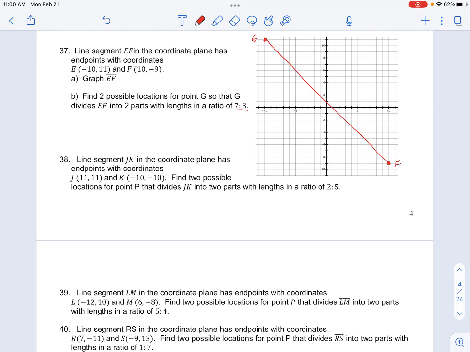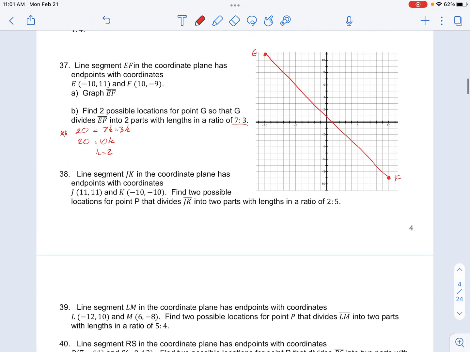So to find G, we're going to partition this segment in both the X and Y direction. So in the X, we have our absolute change in X, which is negative 10 minus 10, which is negative 20, but absolute value of that, because it's distance, so it's 20. So we have 20 equals 7k plus 3k, which means that 20 equals 10k, so k is equal to 2.